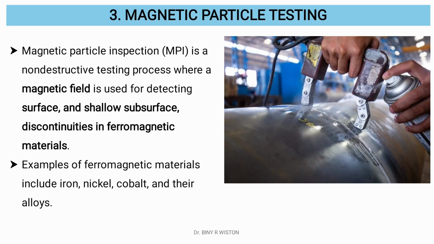Magnetic particle testing is a non-destructive testing to locate surface and subsurface discontinuities in parts made of ferromagnetic materials. Magnetic particle testing is governed by the laws of magnetism and is therefore restricted to inspection of materials that can support magnetic flux lines. For example, ferromagnetic materials including iron, nickel, cobalt and their alloys can be tested using magnetic particle testing.